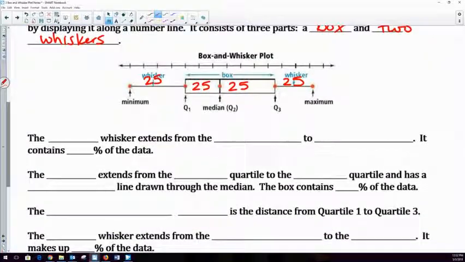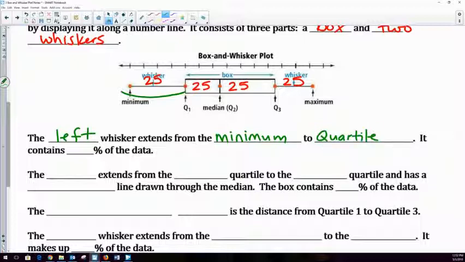So if we start with the left-hand side, this part right in here, this is what we call our left whisker. Our left whisker extends from the minimum value to quartile 1. We call it Q1 for short. That quartile gives you 25% of the data.